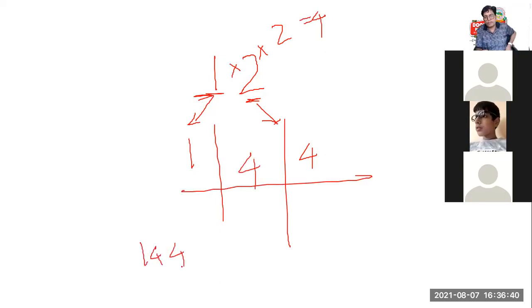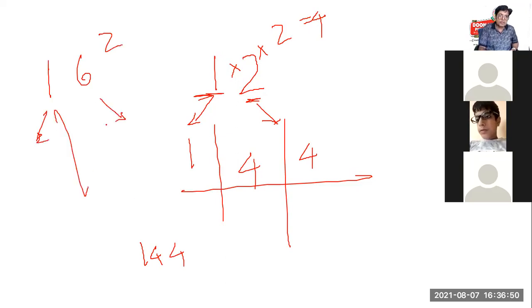Got it? See again, 16 square I will put into 2 parts. 6 square is 36, but I will write 3 here.